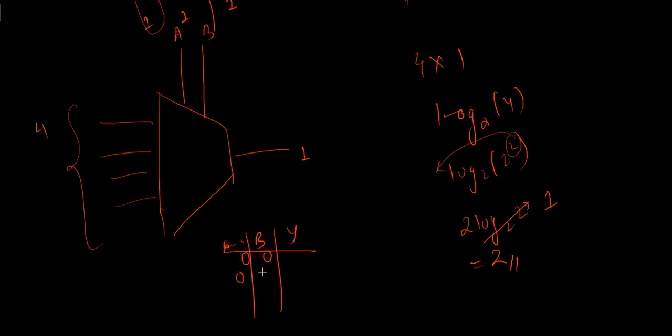So it will be 0, 0, 0, 1, 1, 0 and 1, 1. Output is nothing but 0, 0, 0 and 1. So if I am selecting it as 0, 0, 0, 1, 1, 0 and 1, 1, as two select lines are there, I will be having total number of cases as 4.